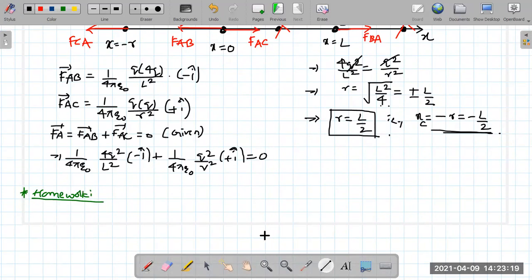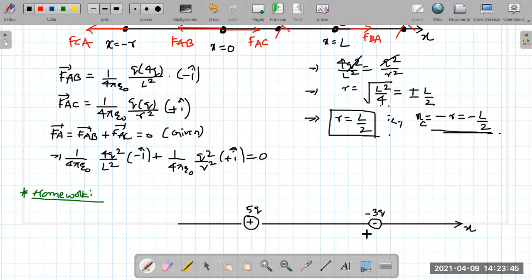So two charges are already placed on the x-axis. If this is the x-axis, they have placed the charges. Let's say this is plus 5q and this is minus 3q. You're getting the point, this is a negative charge. This is at x equal to 0, and this is at x equal to L.